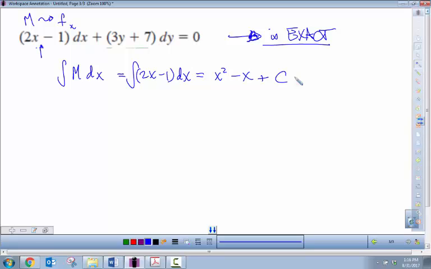So it's possible that we have a function of y involved here. So instead of a constant c, let's place c of y to say that there's a possibility that there's a y in here that would have disappeared after we took the derivative with respect to x. Okay, this is your potential function. And in Calc 3, it's literally called your potential function.